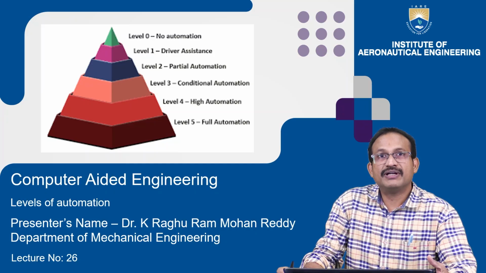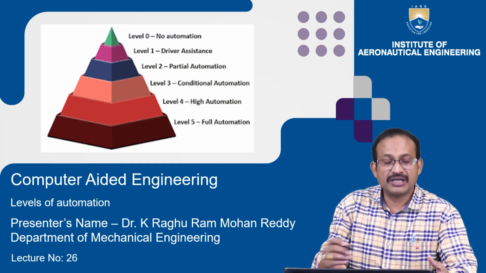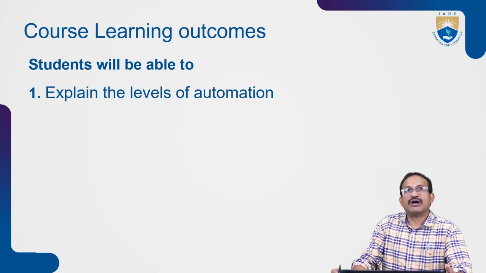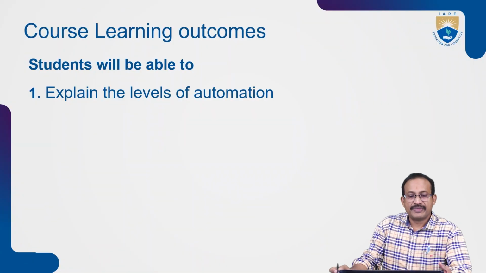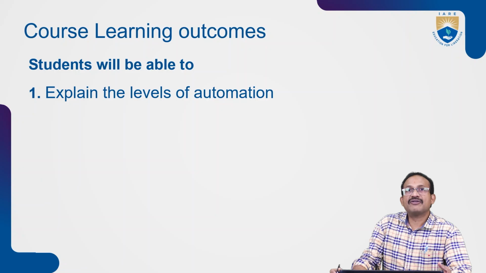In this presentation, we will discuss levels of automation, lecture number 26. Course learning outcomes: students will be able to explain the various levels of automation.